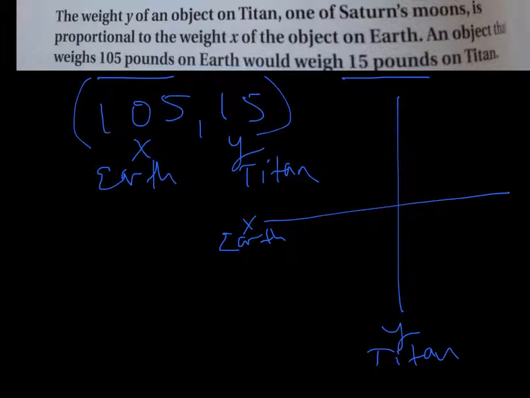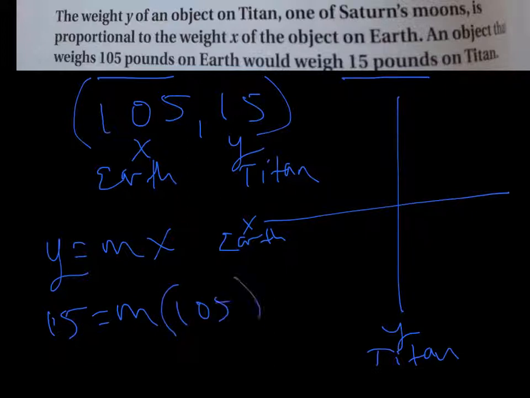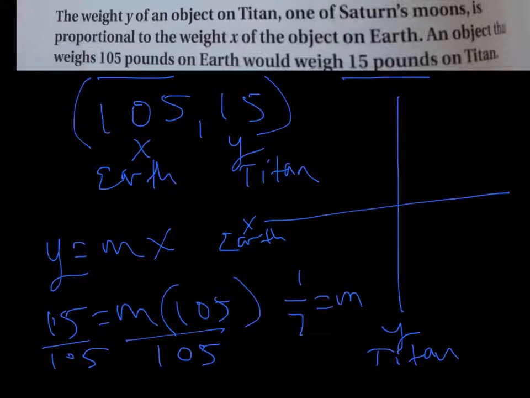So we're just going to use our equation y equals mx. We can plug in 15 for y. M we don't know. Our constant of proportionality, we don't know yet. If it's this much on Earth, what do I multiply or divide it by to get the weight on Titan? I just know the two different weights, and I know that they're proportional. So we're going to solve for the constant of proportionality. So m times 105, divide by 105, divide by 105, and I get 1/7 equals m.